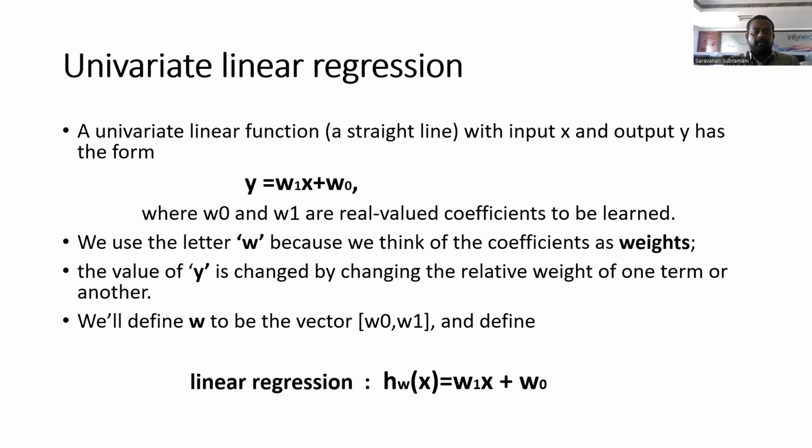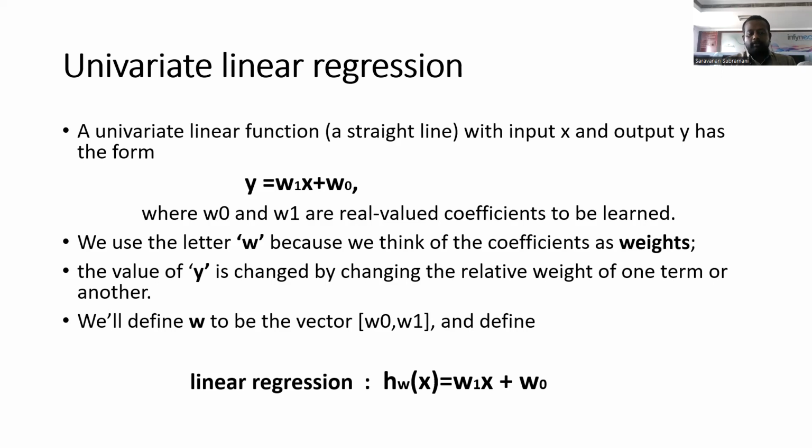First of all, we would like to see univariate linear regression. Linear regression is used in univariate and multivariate concepts. Now we have to see univariate linear regression. A univariate linear regression is a straight line with input x and output y. It has the form y is equal to w1x plus w0, where w0 and w1 are the real-valued coefficients to be learned. We use the letter w because we think of the coefficients as the weight values of the line. So the value of y is changed by changing the relative weight of one term or another term.